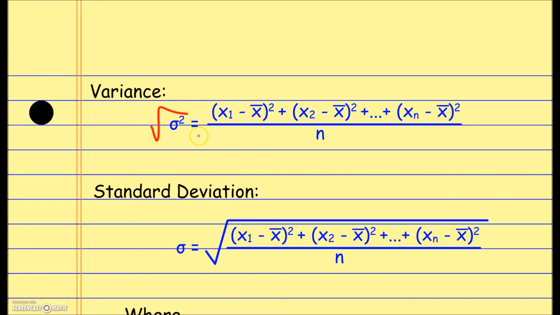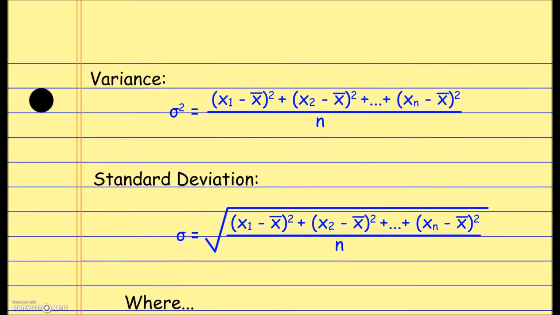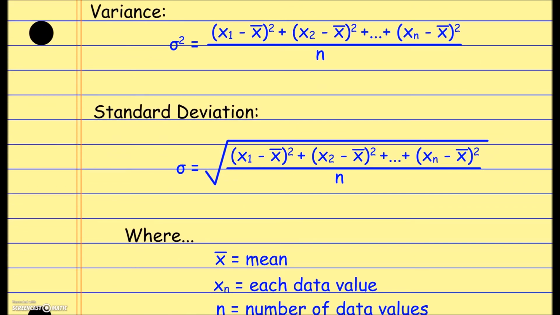So here, if I were to take the square root of each side, on the first side I'd be left with just sigma, and on the second side I'd be left with the square root of this whole thing. Okay, so really it's the same formula, except standard deviation is one step further, where we actually take the square root. And standard deviation is used far more often than variance is.